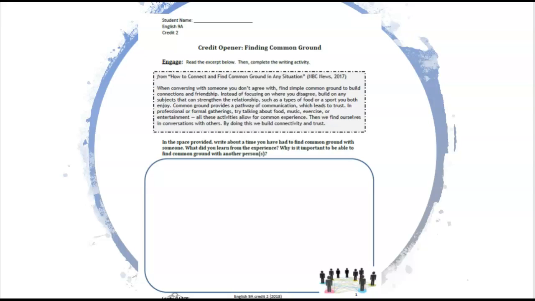From How to Connect and Find Common Ground in Any Situation, NBC News, 2017. When conversing with someone you don't agree with, find simple common ground to build connections and friendship. Instead of focusing on where you disagree, build on any subjects that can strengthen the relationship, such as types of food or a sport you both enjoy. Common ground provides a pathway of communication which leads to trust.